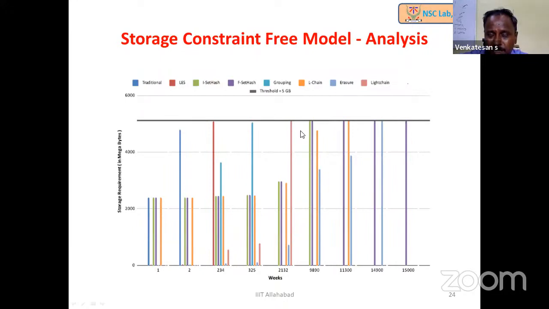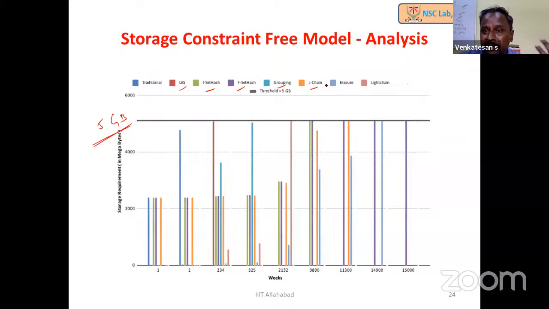Let's assume that there is a node which has 5 GB of storage. So it cannot occupy more than 5 GB. This analysis considers the Ethereum block size. The traditional one stores both the block header as well as the data. This stores only the header. This one is set hash, and this is the grouping, it's like ours. We are deleting the blocks and we are maintaining the hashes.